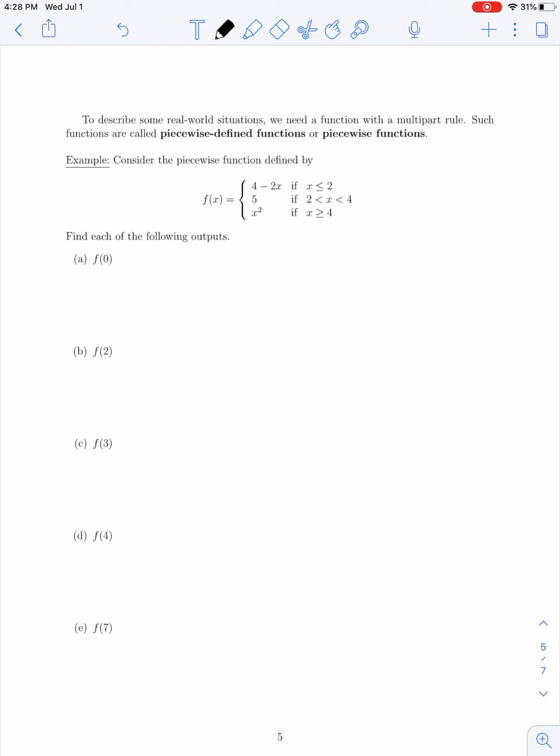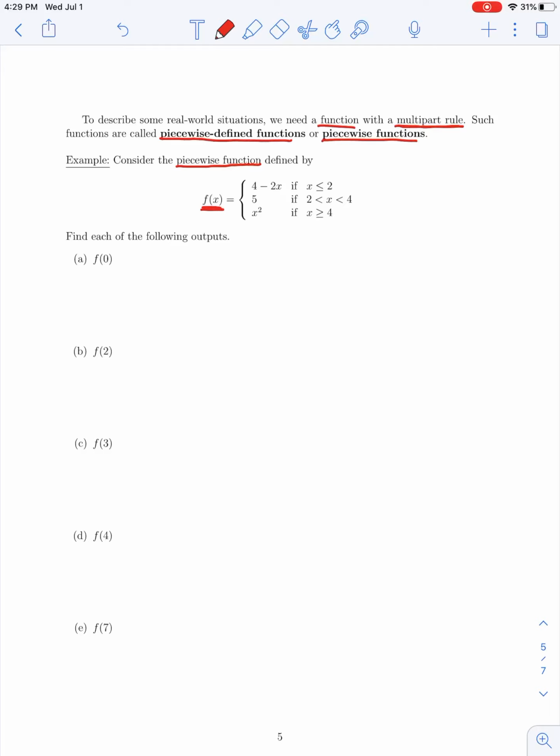Now, in the next part of this section, we'll start talking about functions which involve multiple rules or multi-part rules. And these sorts of functions are called piecewise defined functions, or sometimes simply piecewise functions. So recall that a piecewise defined function is some function whose rule is defined in parts. As an example, we have the following piecewise function, whose definition, f of x, is given by the following.